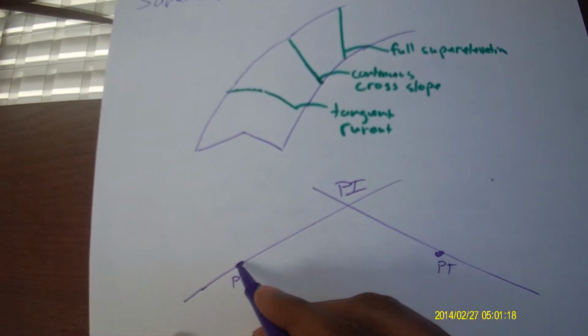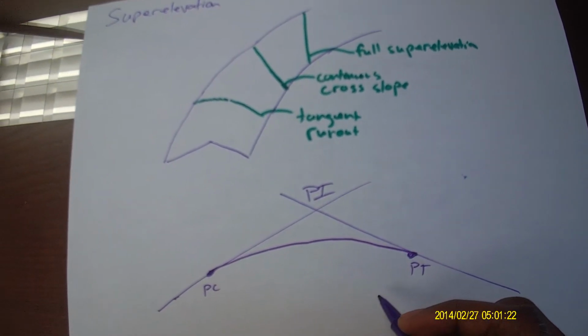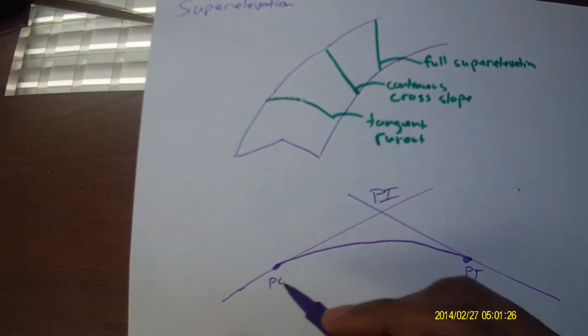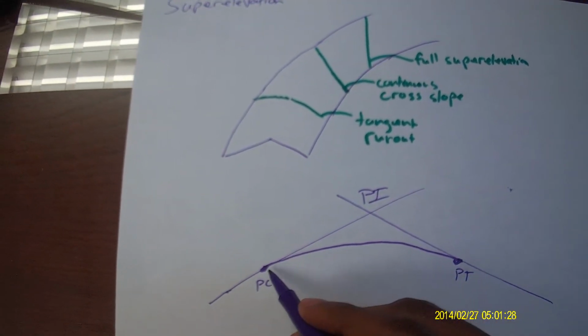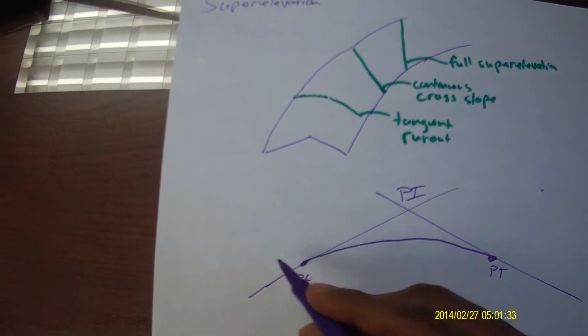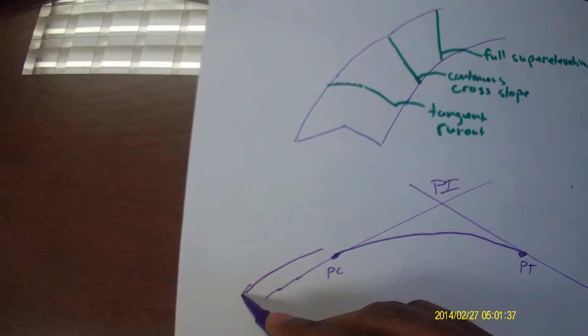and you have your roadway curving. Well, what I mentioned earlier is that you do not start super elevating your road right at PC. As a matter of fact, what happens is that super elevation starts a distance before PC.